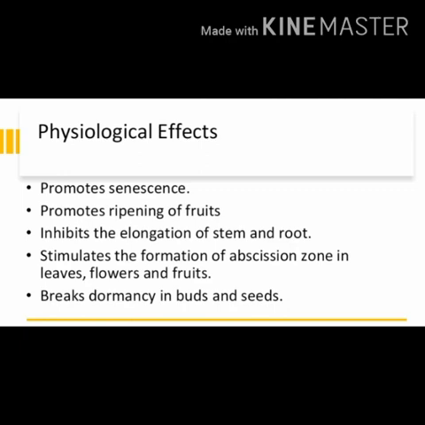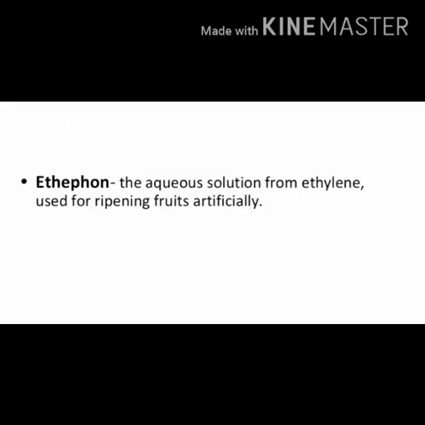Then it stimulates the formation of the abscission zone in leaves, flowers and fruits. So the abscission zone will be formed at the base of the leaves or flowers or fruits. That's why they will fall down. It will break dormancy in buds and seeds. So it is breaking the dormancy in buds and seeds. These are all the physiological effects of this ethylene hormone.